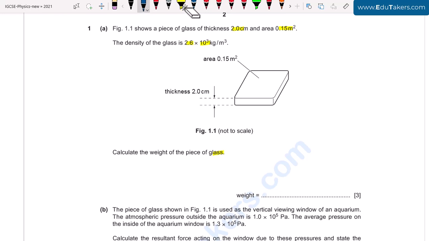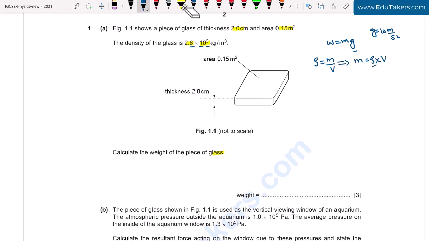We know that weight is the product of mass and acceleration due to gravity. We know that g is equal to 10 meters per second squared, but we don't know the value of mass. We have to calculate the mass. In the question it is given that density is 2.6 × 10^3. Density is also equal to mass per unit volume. From that, if we know the volume, we can easily calculate mass. Mass is equal to the product of density and volume.